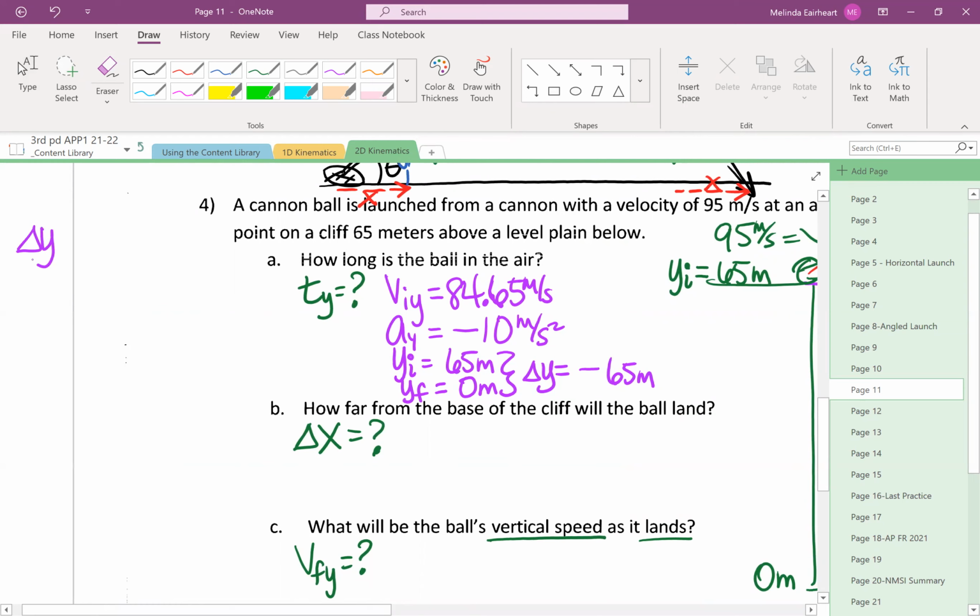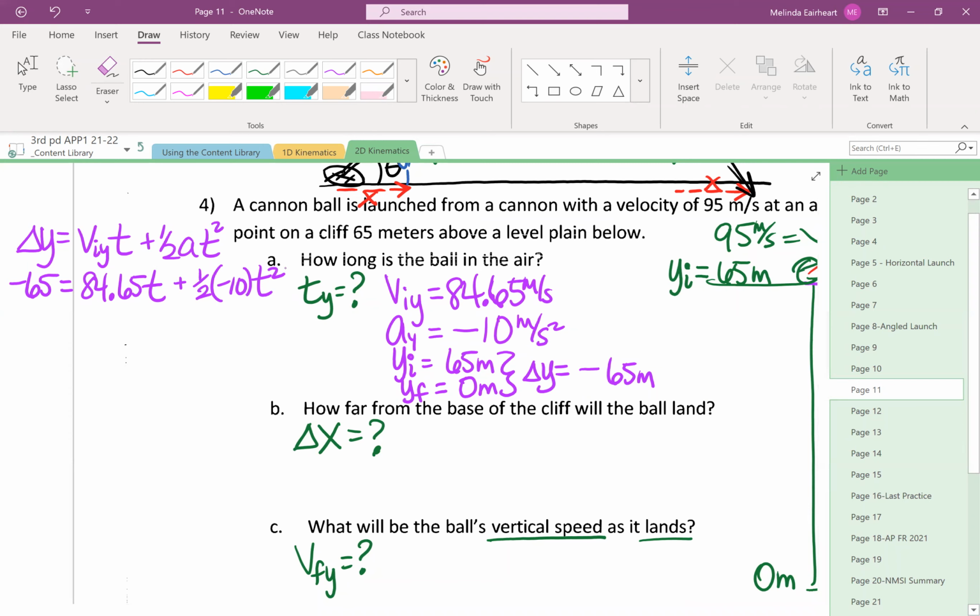And so delta y, I already figured out what displacement is, equals Viy t plus 1/2 a t squared. Go to plug it all in. Negative 65 equals a positive 84.65. We're looking for time. Plus half of negative 10. If you go ahead and put negative 5 there, that's okay. Times t squared. And so how are we going to solve for time?